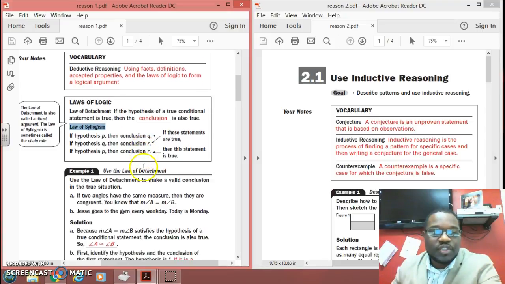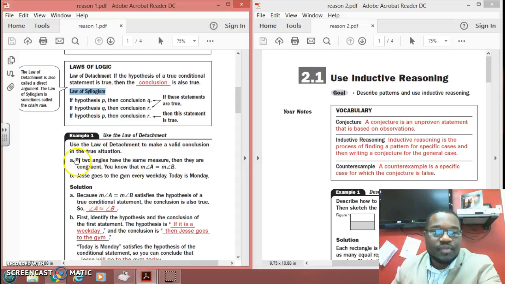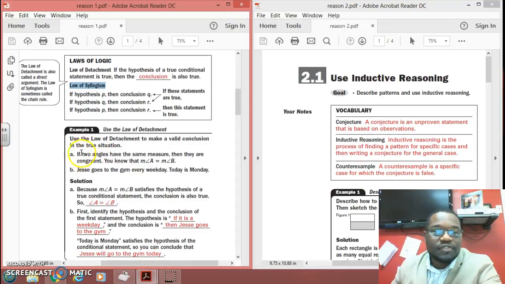All right. So we got a couple of examples on how to use the law of detachment. Here you go. If two angles have the same measure, then they are congruent. You know that the measure of angle A equals the measure of angle B. So let's just focus on that. If two angles have the same measure, then they are congruent. You know that the measure of angle A equals the measure of angle B.